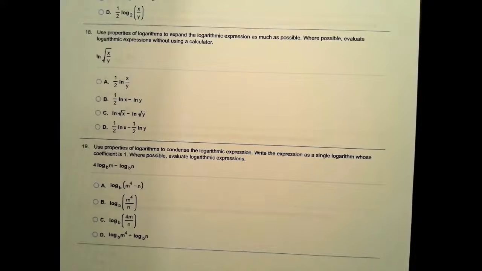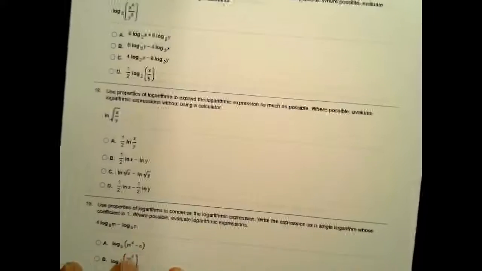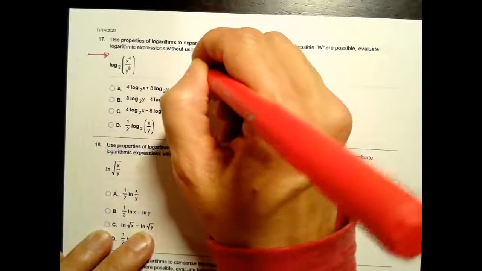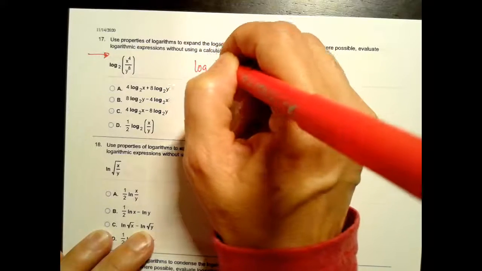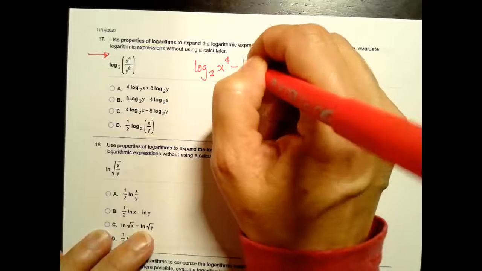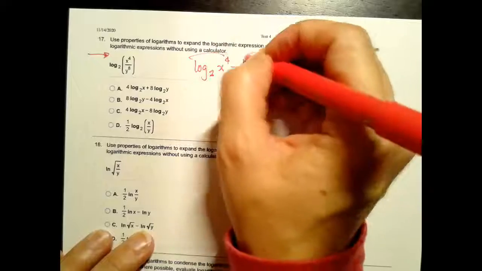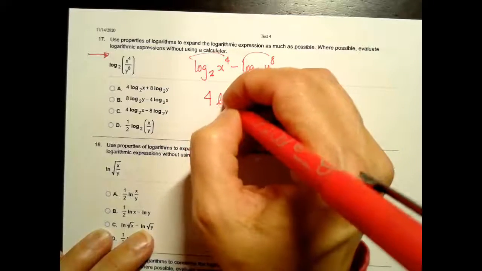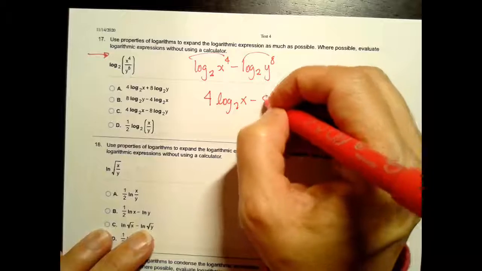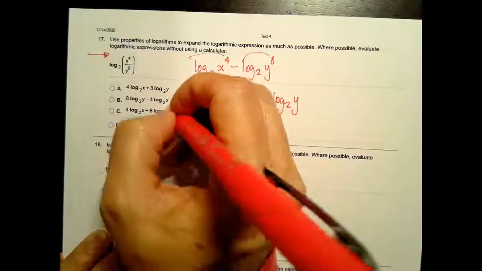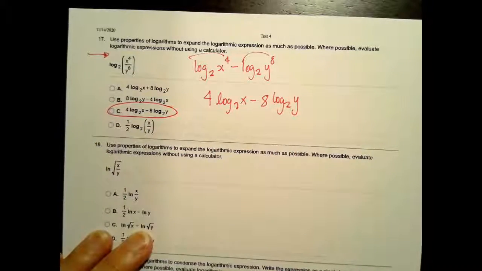Next page. So I'm on number 17. Expand again, right? I see another quotient, so I know I'm supposed to break them apart and subtract. So this will be log base 2 of x to the 4th minus log base 2 of y to the 8th. Take your powers, put them out front. So 4 log base 2 of x minus 8 log base 2 of y. And then find that in your answer choices. Okay.